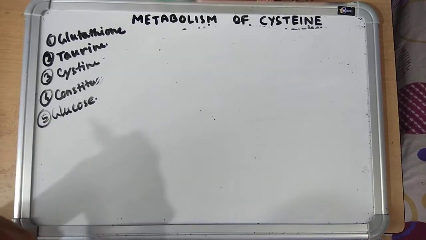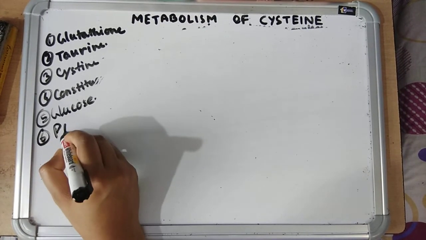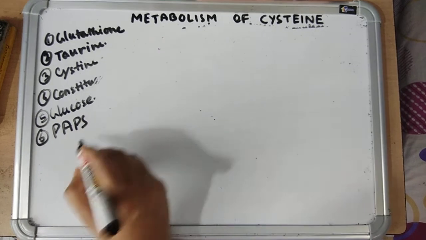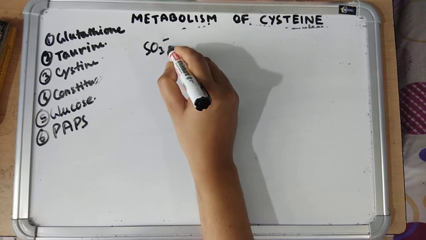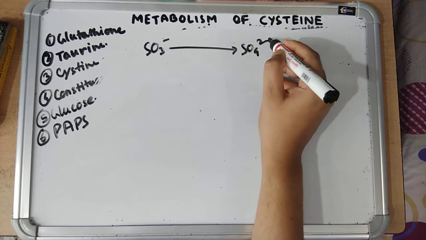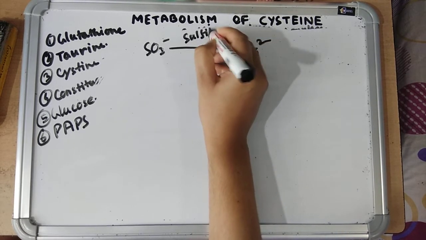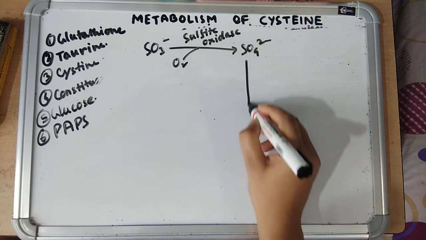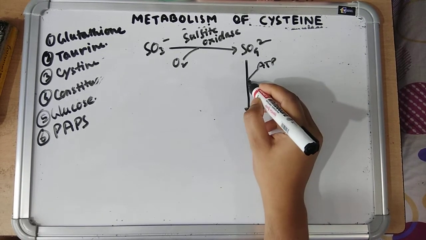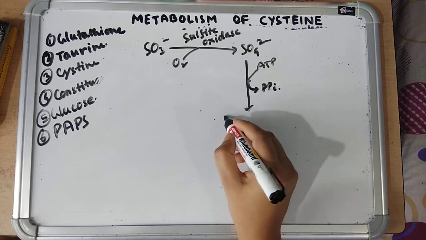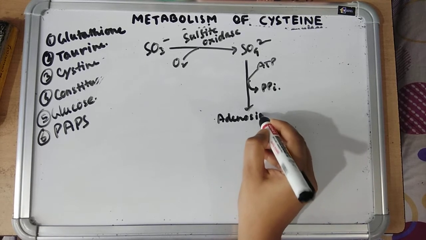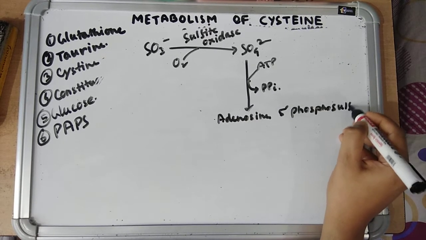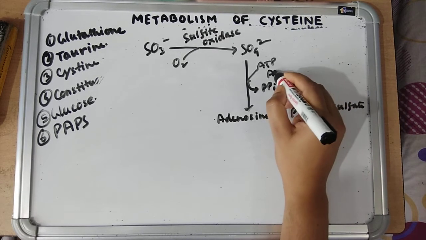Next is formation of an important compound known as phosphoadenosyl phosphosulfate, PAPS, which is an active sulfate and is the sulfate group donor. This PAPS is formed from the sulfite which was produced in the previous reaction. Sulfite gets converted into sulfate by sulfite oxidase. Now sulfate combines with ATP and takes up its AMP moiety to form adenosine 5' phosphosulfate. The enzyme is ATP sulfurylase.